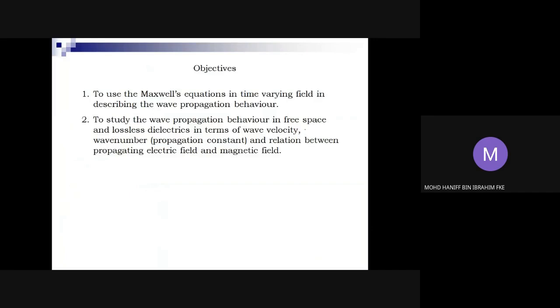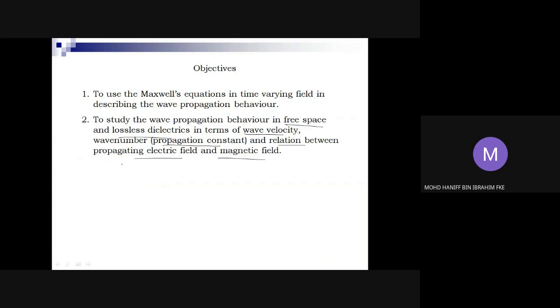So basically, the objective for lecture 23 is that we have learned the behavior of propagation in free space and lossless medium, and we have investigated the behavior of the wave, which includes the wave equations, the wave velocities, the phase constant, and also the relationship between the propagating electric field and magnetic field. Okay, allow me to summarize the topics that we have learned basically.